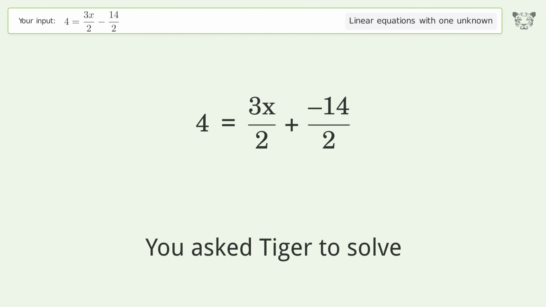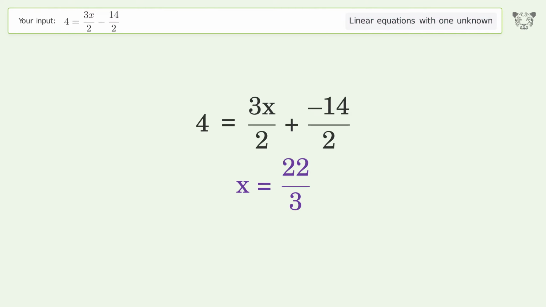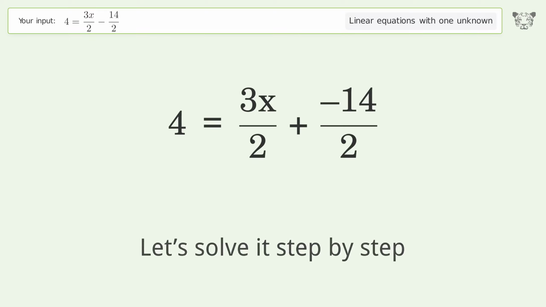You ask Tiger to solve. This deals with linear equations with one unknown. The final result is x equals 22/3. Let's solve it step by step.